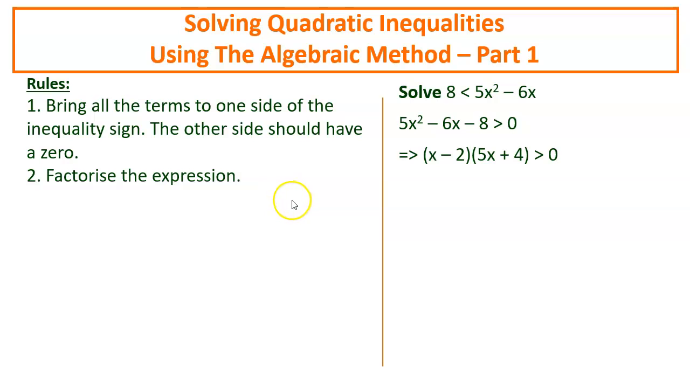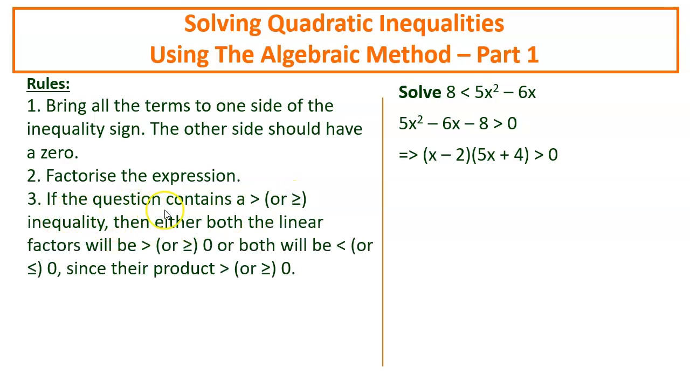The third rule: if the question contains a greater than or equal to inequality, like over here, then either both the linear factors will be greater than or equal to. If you have this equality sign in this particular question, we are not having this equality sign, but you can have the equality sign as well. So if it is greater than 0, then either both the linear factors will be greater than 0, or both will be less than 0, because their product is greater than 0.